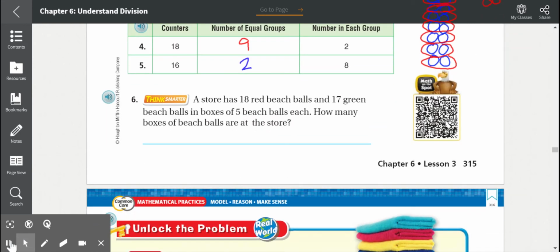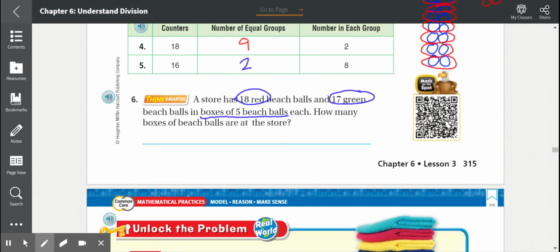Okay, let's do number 6. A store has 18 red beach balls and 17 green beach balls in boxes of 5 beach balls. How many boxes of beach balls are at the store? Okay, so we know that a store has 18 red and 17 green, and they put them in boxes of 5. We want to know how many boxes there are.